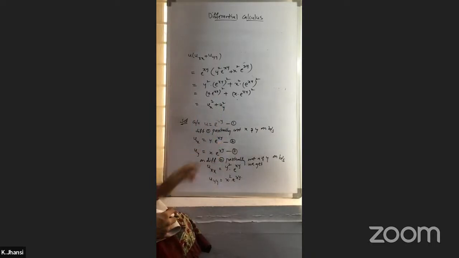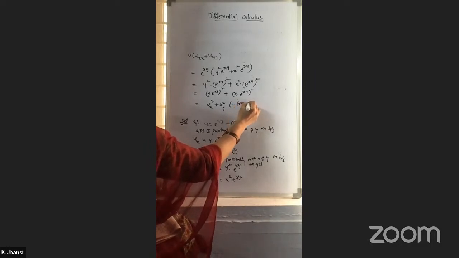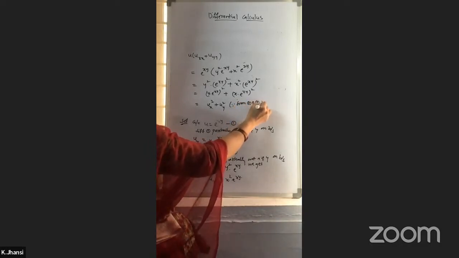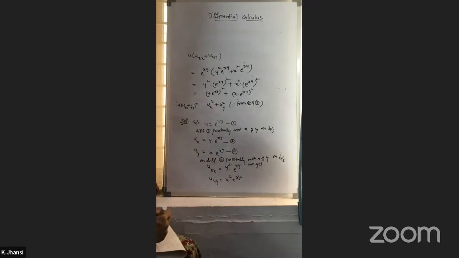It is equal to ux square plus uy square. So from 2 and 3 we got ux square plus uy square. Therefore u into uxx plus uyy is equal to ux square plus uy square. So like this we have to solve the problem for partial differentiation. This is the exercise problem we have seen.